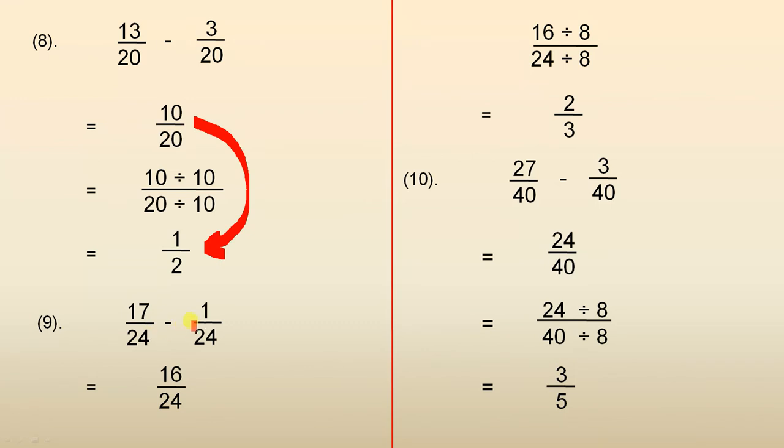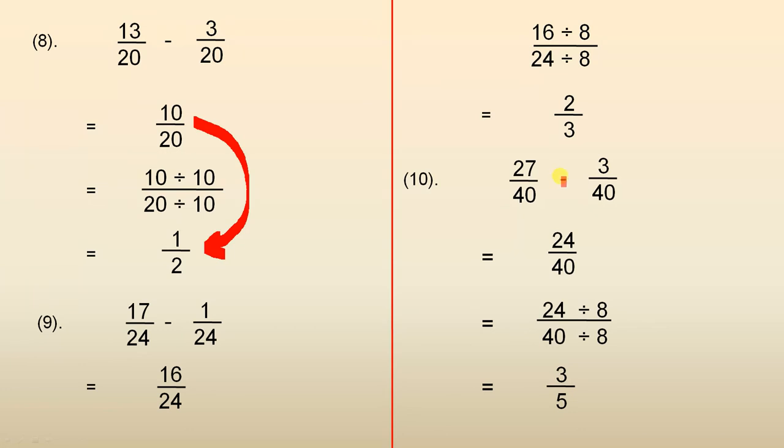17 over 24 minus 1 over 24. 17 take away 1 is 16, which is 16 over 24. What number divides into 16 and into 24 evenly? 8 does. 16 divided by 8 gives us 2. 24 divided by 8 gives us 3, so the answer is 2 over 3.